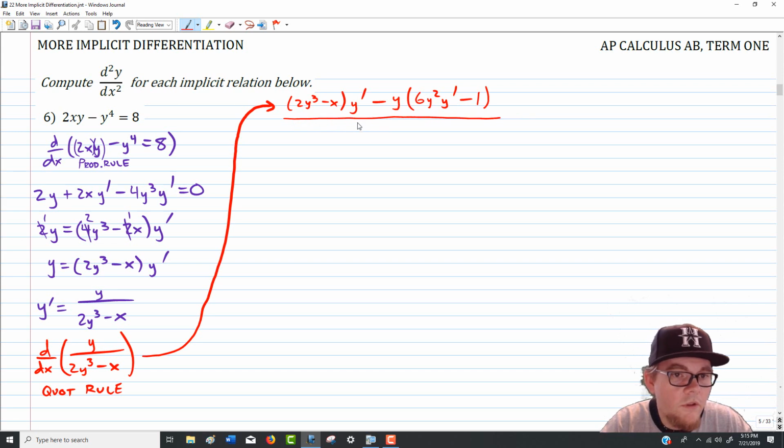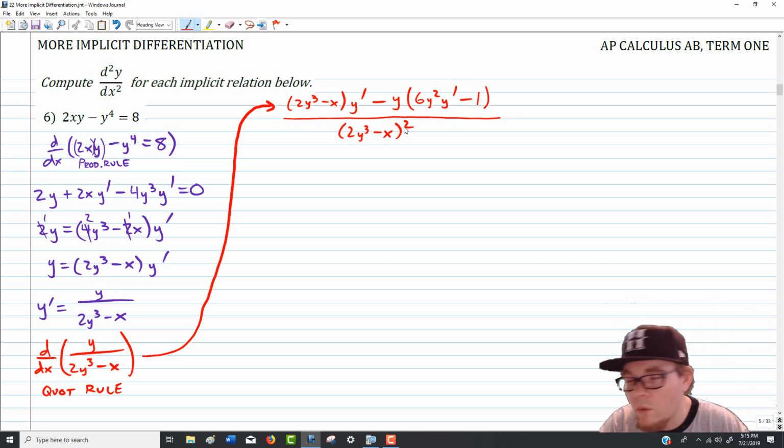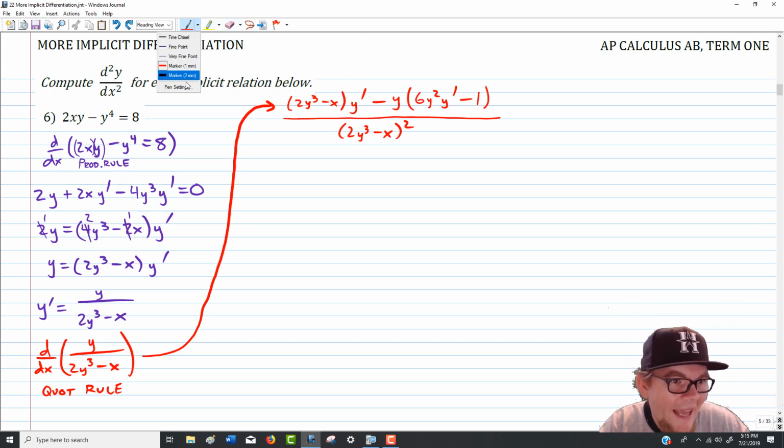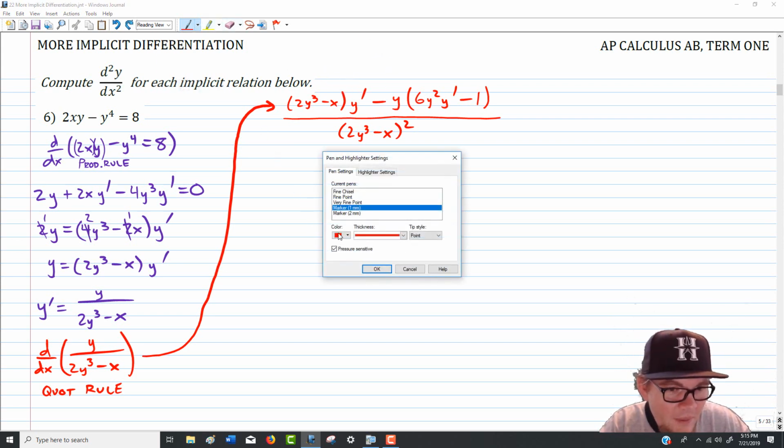All over low, quotient rule. So that's our work. Well, we just got to do what we can. We'll do what we can here.